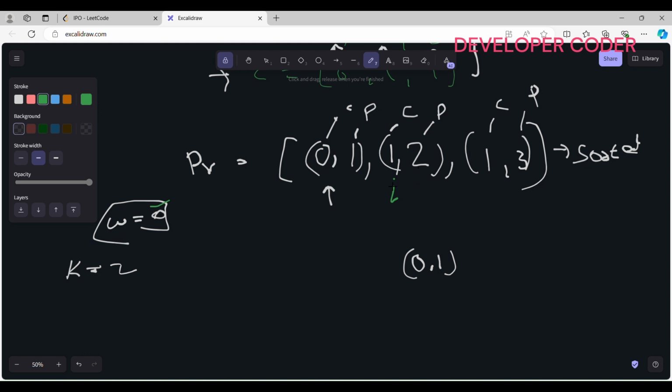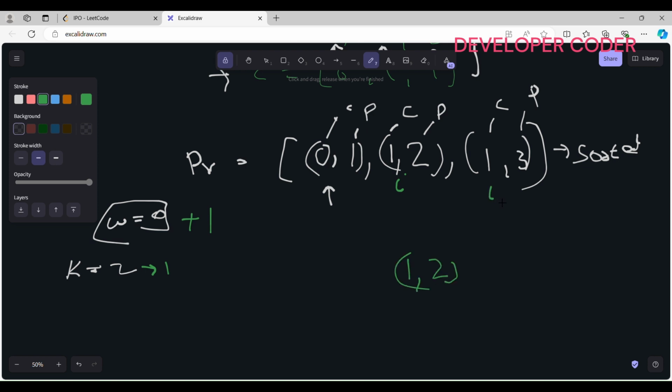I have no money. Here I need one capital, so I can't work on this one. So definitely this is the only project where I can work initially. Now let's add the profit of this one. I have added the profit of this one here. Now my W becomes 1. Now my I is at this position, and my K is decremented to 1. Now can I work on this project because my capital is 1? Yes, I can work on this project. So let me write it 1 2.